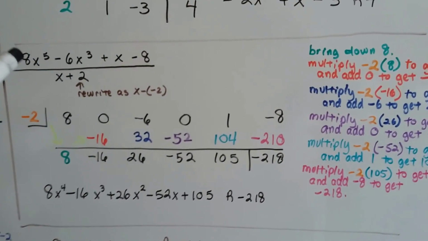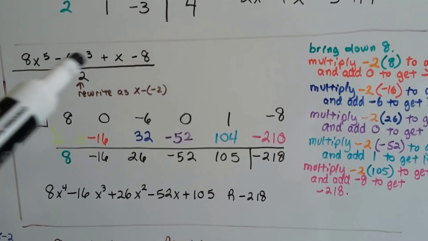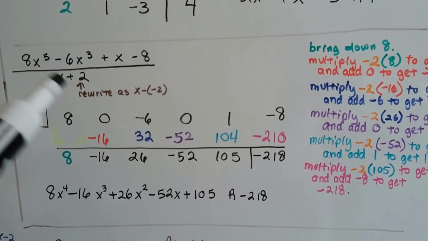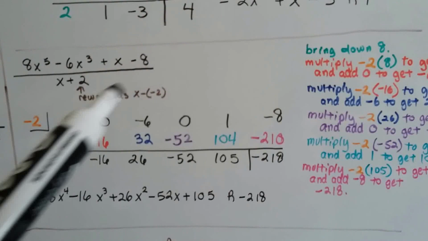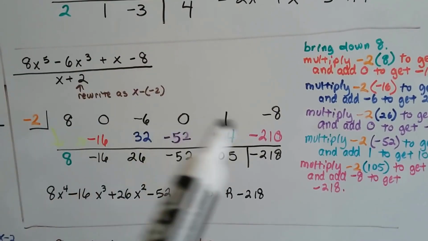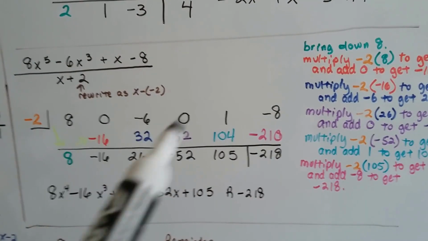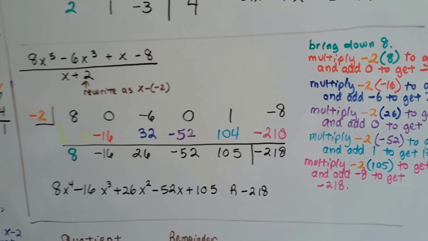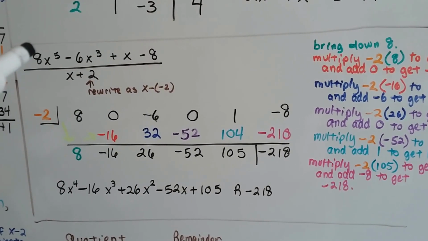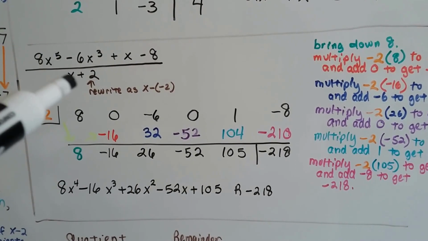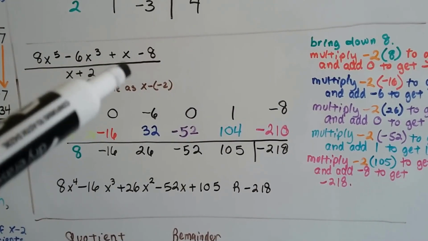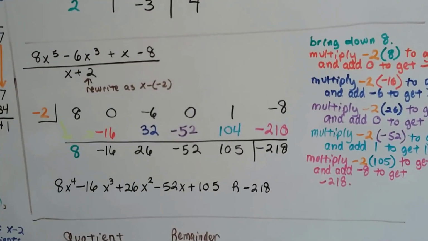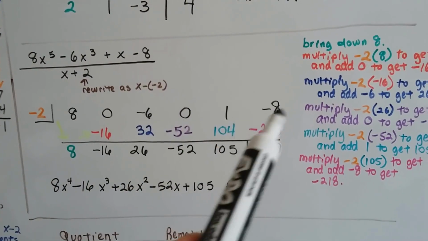If you can see, we have x to the 5th power minus x to the 3rd. So we're missing x to the 4th. We're missing x to the 2nd. Okay, and notice that there's a minus sign here and a minus sign here. So we're going to have some negatives, and we're going to put in the zeros where the missing terms are. So now we're going to have 8, 0, negative 6, 0, 1, because there's a 1 there, isn't there? And a negative 8. So that's what we've got.